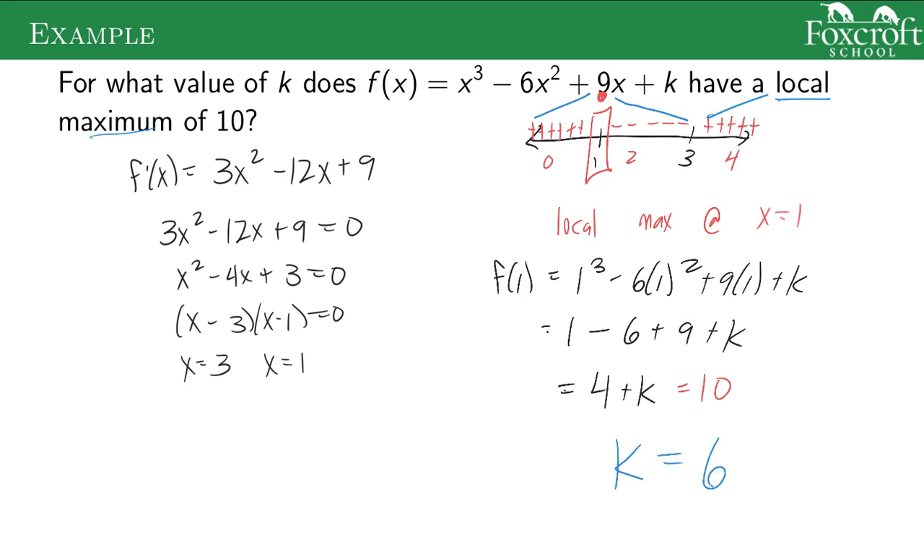So if I make k 6, it's not going to change where the local maximums happen, because that's all determined by the derivative. But it does change the y value. So if I want to make it exactly 10, I have to make k equal to 6.